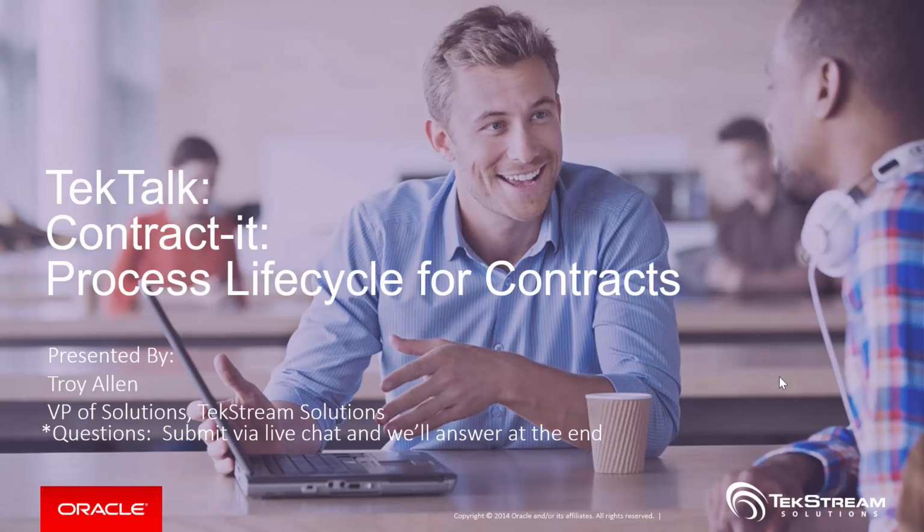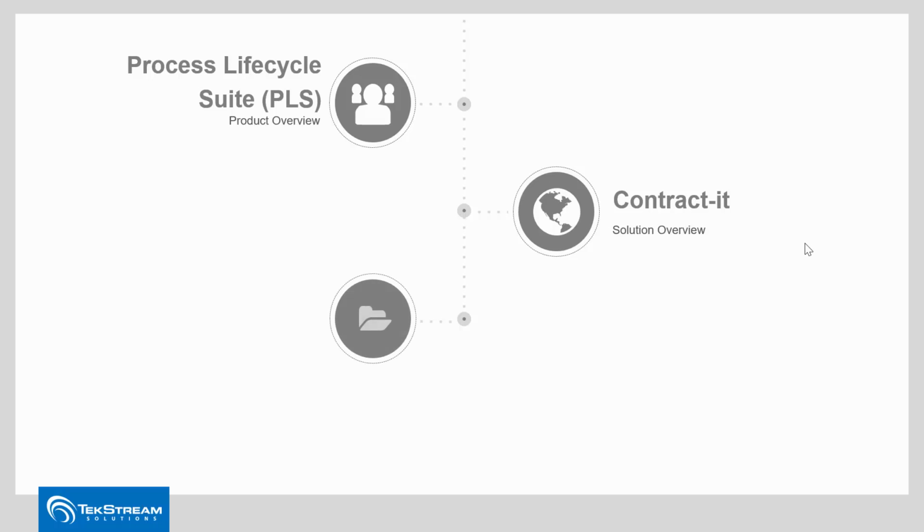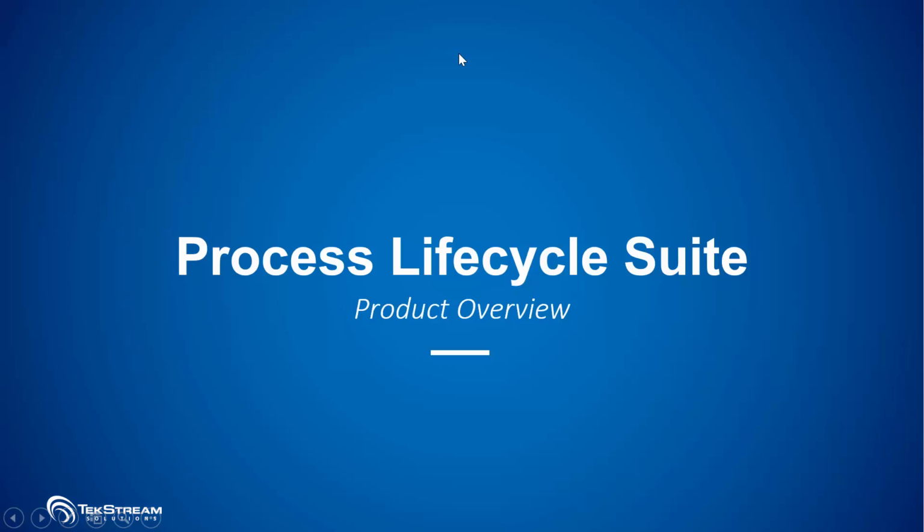Today we're going to be discussing Contracted, the process lifecycle suite of tools and a module specifically designed for contract management. So in our session today, we're going to talk a little bit about Process Lifecycle Suite, which is a suite of tools that the Contracted module belongs to. That's really designed to provide efficiencies across all of your lines of businesses within your organization for process management. Then we'll have a short session for Q&A, and then next steps on how to get in touch with us.